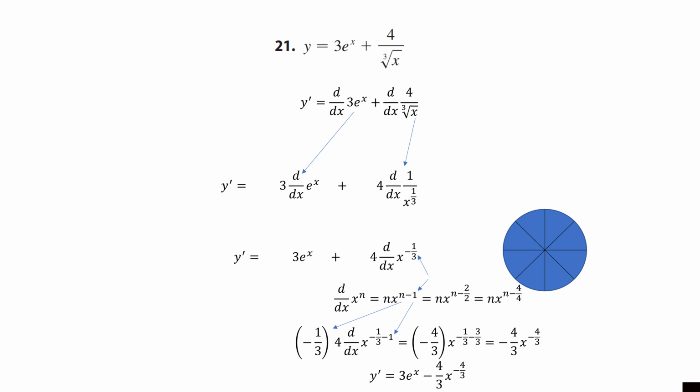In going from the first step to the second step, we multiply the 4 and the negative 1/3 out in front to get negative 4 over 3. We have that negative 1/3 and we subtract 3 over 3, and we end up with negative 4 over 3, x to the power of negative 4 over 3. That's the answer for the right-hand side. If you put it all together, combining the left and the right, you get 3 e to the x minus 4 over 3 x to the power of negative 4 over 3. And that's how we solve this problem.